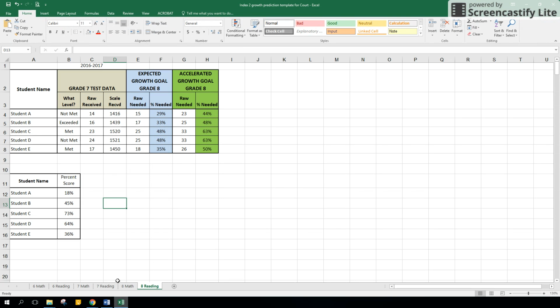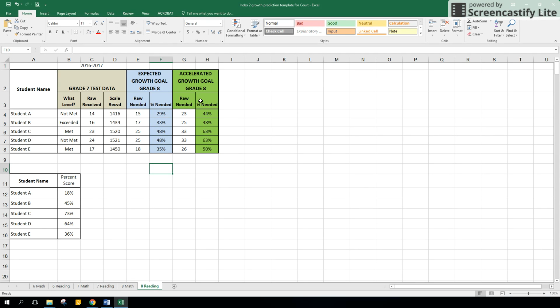I have already downloaded a sample of the student scores from my test and their growth expectations for this next year. So in this first section, you'll see the test data from the previous year and their expected growth for the next school year and their accelerated growth goal for the next school year. All we're going to be doing is comparing the percent score from the unit assessment to the expected growth goal and the accelerated growth goal. And then we're going to be color coding as needed.